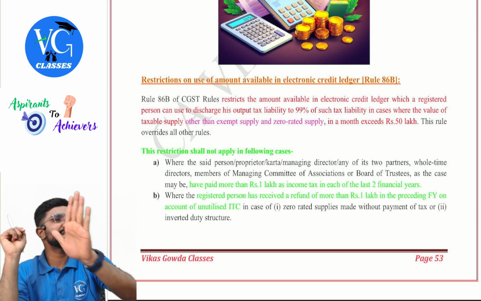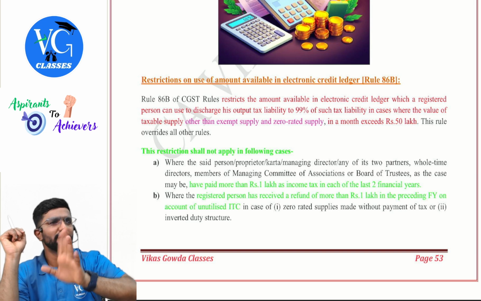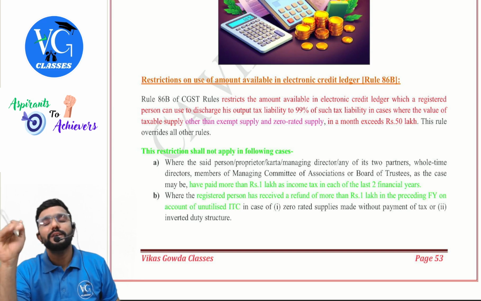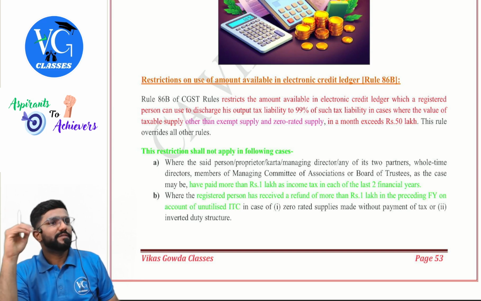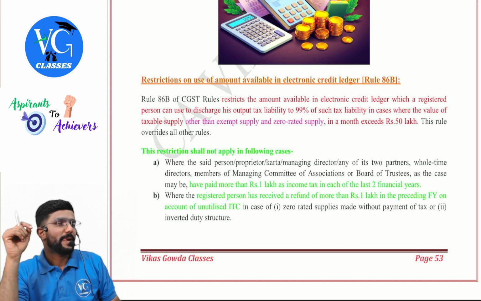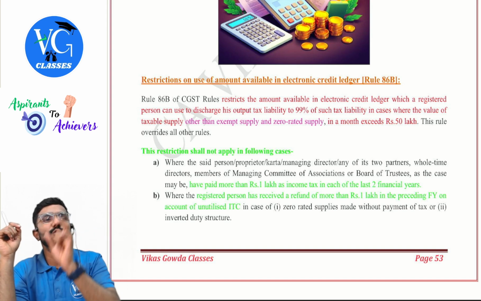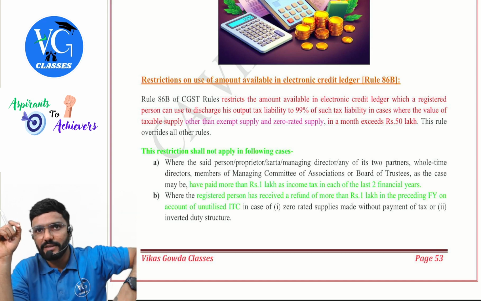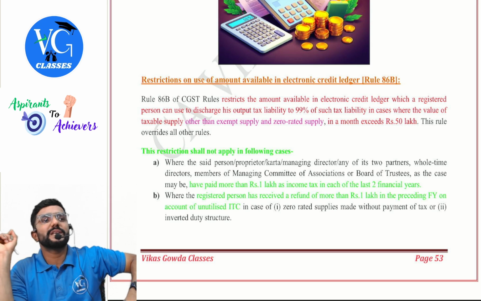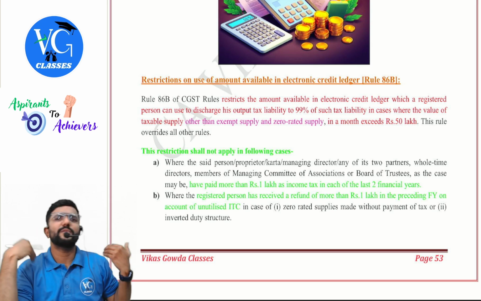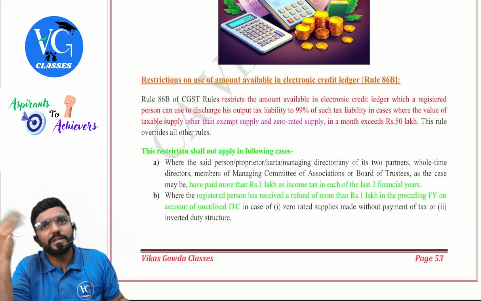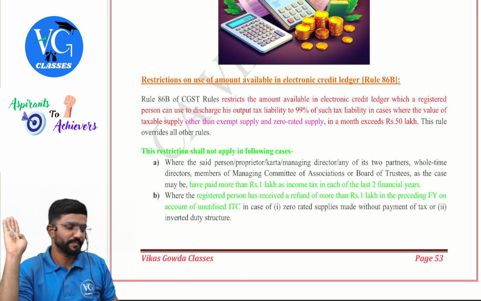Now, if I am an individual registered under GST, or if it is any entity, whoever is the face of it. For example, for a company, the managing director, for a partnership firm, the partners. If these people have paid more than 1 lakh income tax in the last 2 years, in this year, rule 86B is not applicable for the company, partnership firm, or if I am an individual, for me it is not applicable. Even though the turnover is more than 50 lakhs, still not applicable.